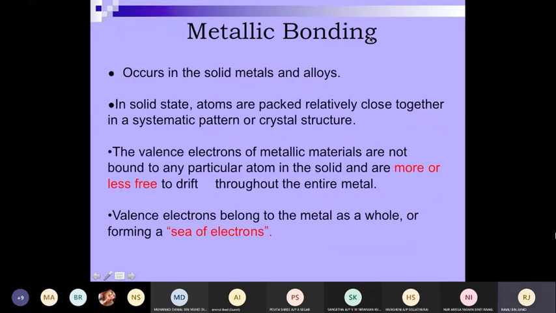And then metallic bonding occurs in solids and metal alloys. In the solid state, atoms are packed relatively close together in a systematic pattern or crystal structure. The valence electrons of metallic materials are not bound to any particular atom in the solid and move relatively freely throughout the entire metal. The electrons belong to the metal as a whole, forming a sea of electrons. Okay, so metallic bonding is a bonding which occurs for metals and alloys.